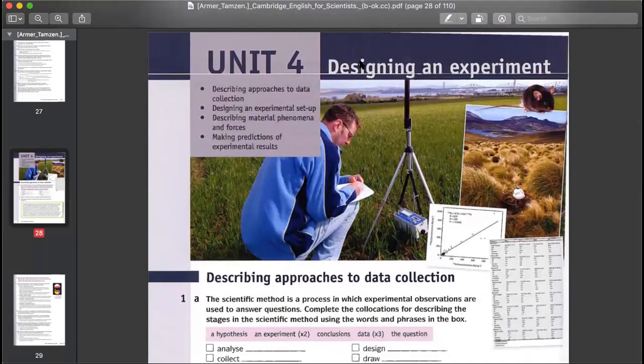So today inshallah we are going to discuss unit 4 alone. Each unit will be in a separate recording that will be easier for you to follow the lectures and also to study each one alone. Okay, so unit 4 will be about designing an experiment.